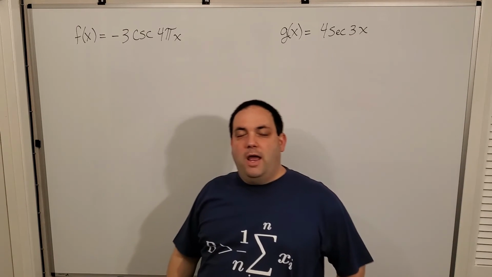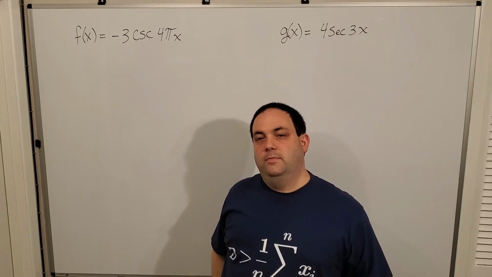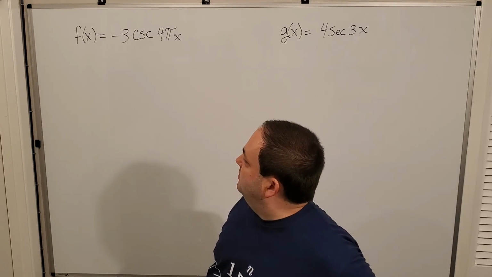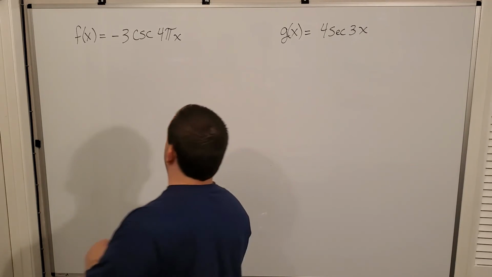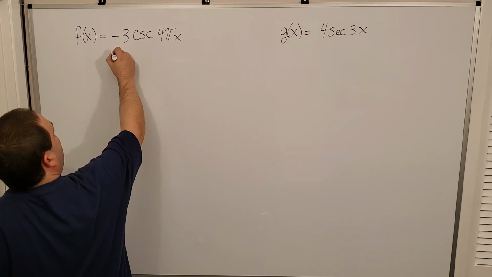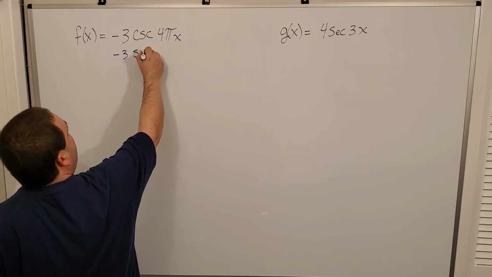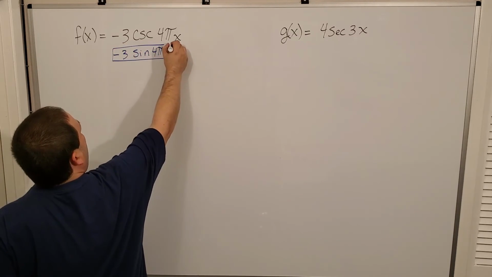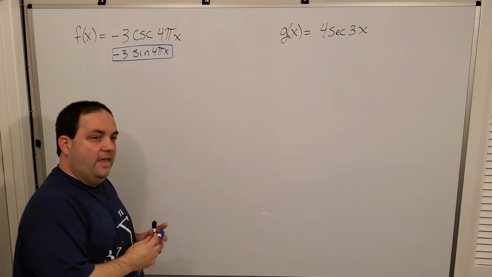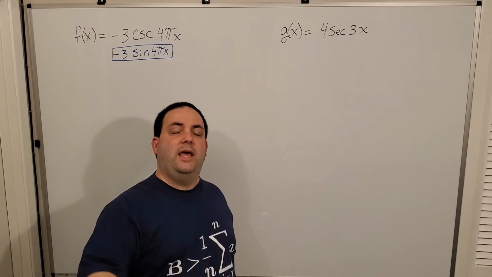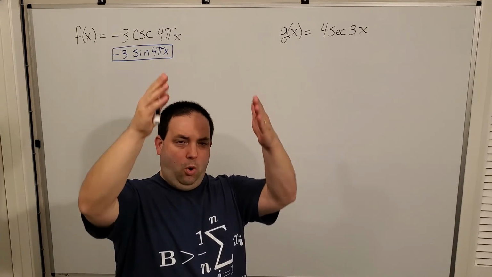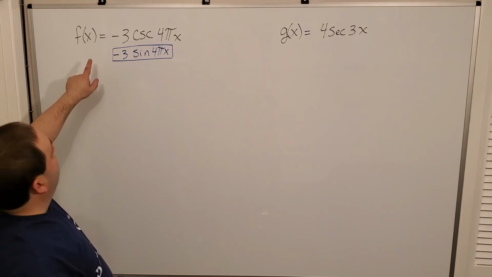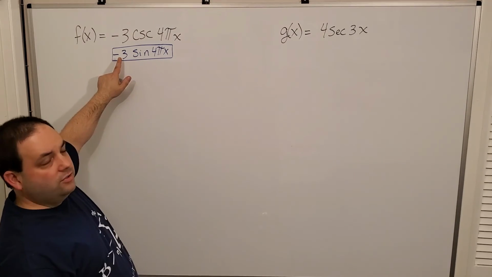If you've been asked to graph a cosecant function, in your mind, the first thing that you want to think of is, okay, well, cosecant is the reciprocal of sine. So what I'm going to do is graph -3 sine 4 pi x. This is what I'm actually going to graph. And then remember, it's just that one extra step past the sine function where I'll draw on the asymptotes, hug the walls, and kiss the peaks. Okay? So I'm just going to graph this first.